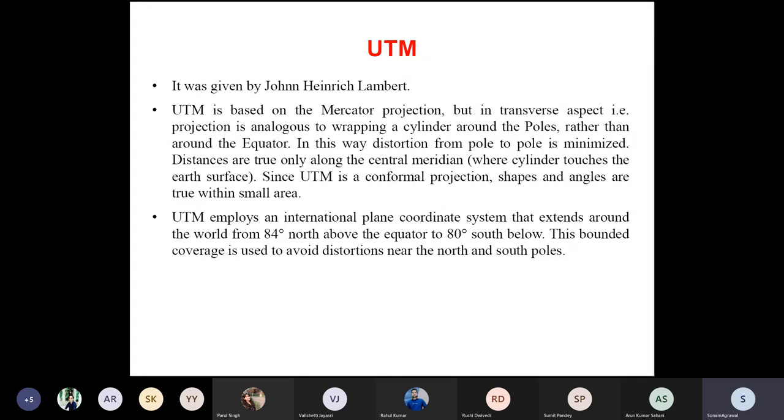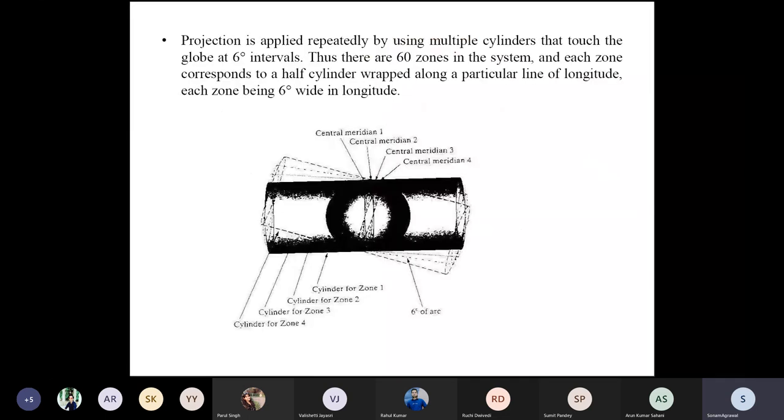What was basically the problem? You cannot use a single cylinder and wrap it around the globe and say that it is useful for all the countries or every place. That's why when we talk about the UTM, there are several cylinders that are rotated around the earth. As you can see on the screen, there is a globe. Although the diagram is not very clear, you can see that the cylinder is moving.